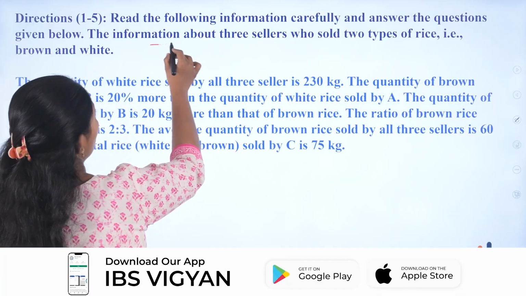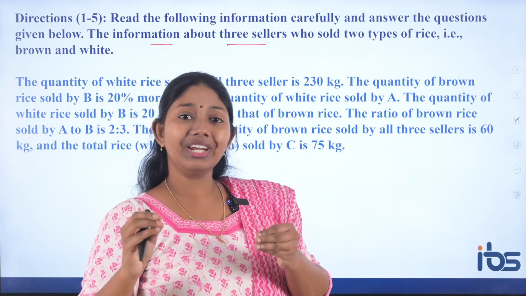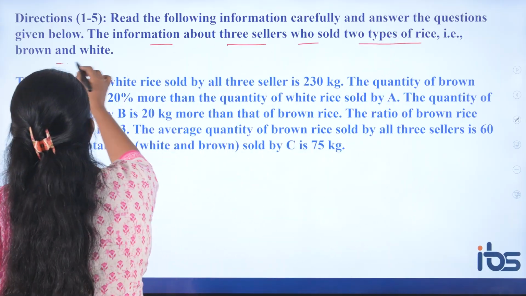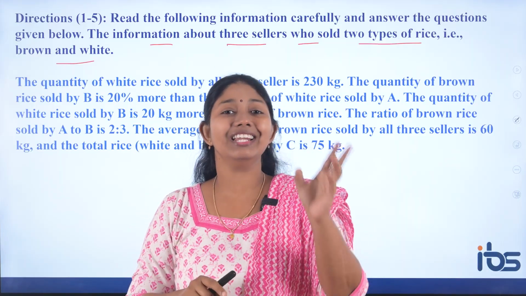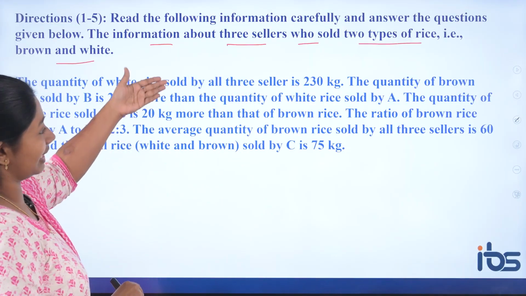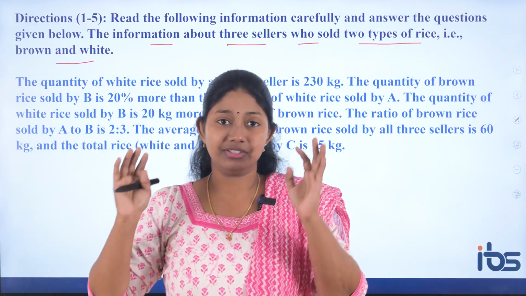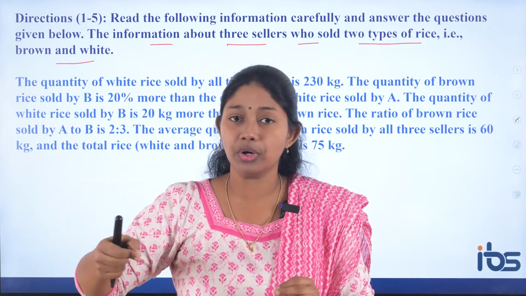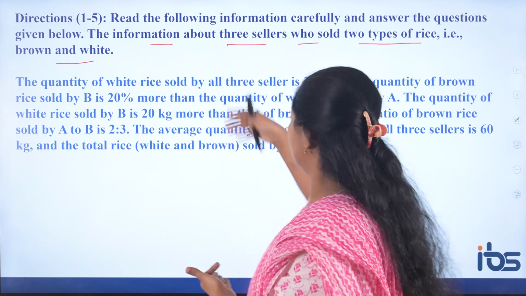The information is about 3 sellers who sold 2 types of rice, brown and white rice. So now this is the Caselet DI: some information will be given. We have to read it. My suggestion is don't read the whole DI. Just read the first statement and try to decode it. I have mentioned this DI in the next slide so that I can solve it.